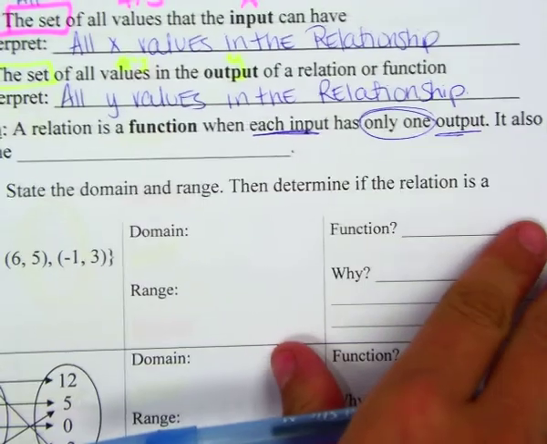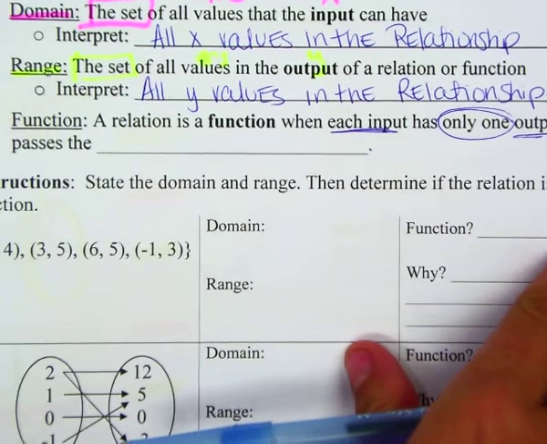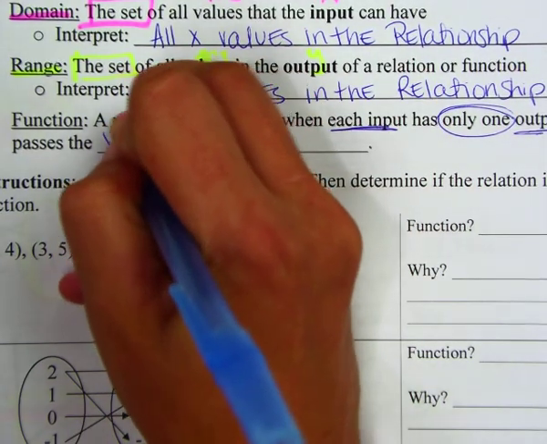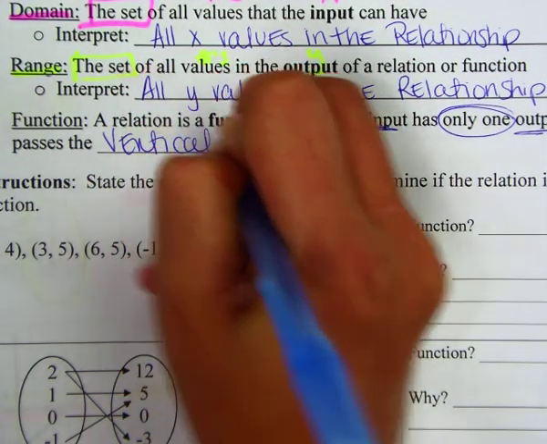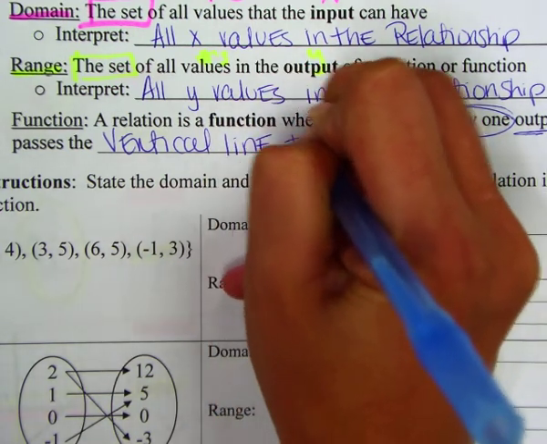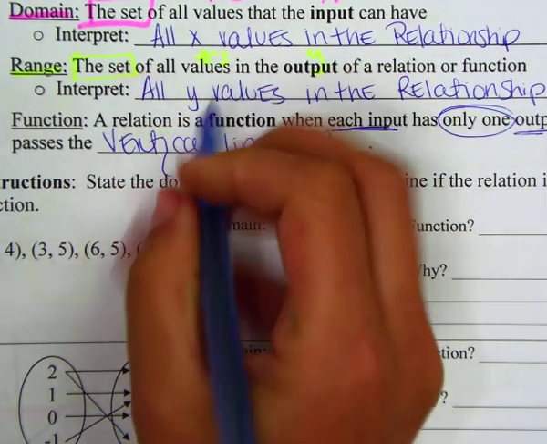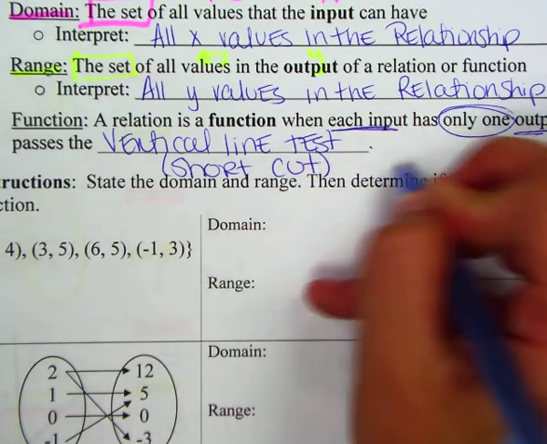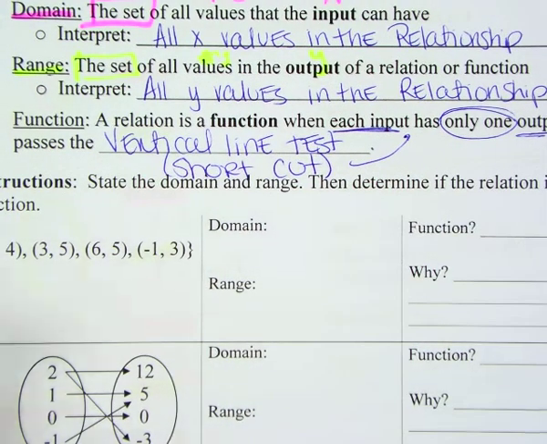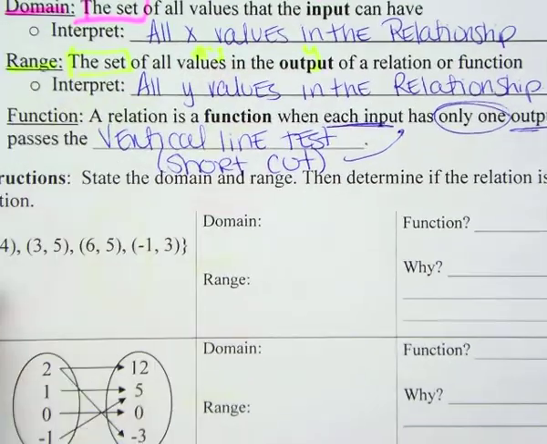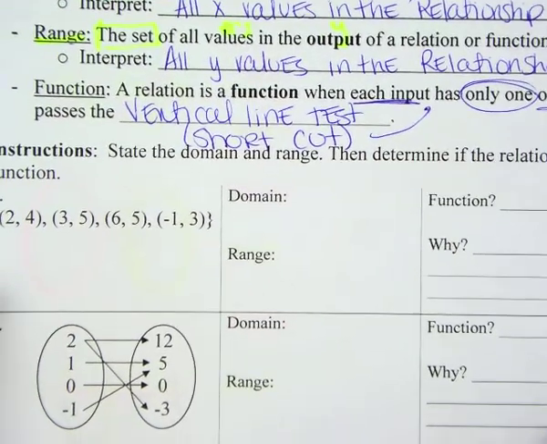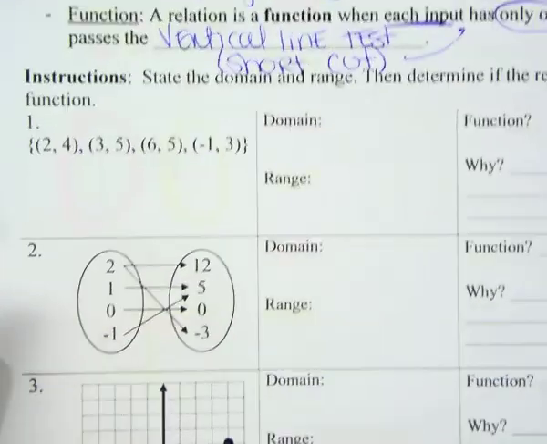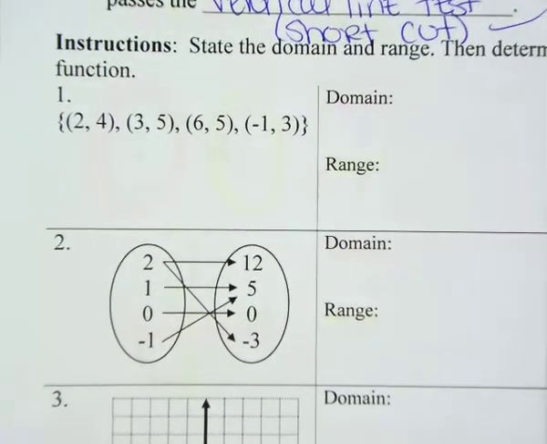Okay, so we've gone over this before. It also passes the vertical line test. That's a review. The vertical line test is really a shortcut. It is a shortcut to tell us that each input has only one output. Okay, we just use that on graphs. So let's go through these and talk about domain and range. That's the purpose of today.